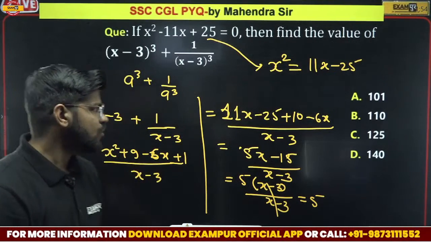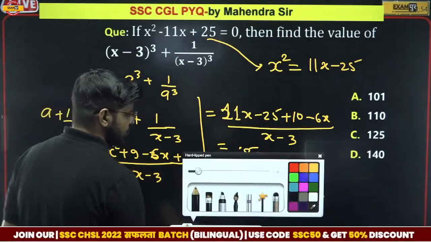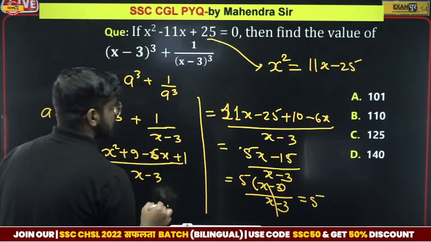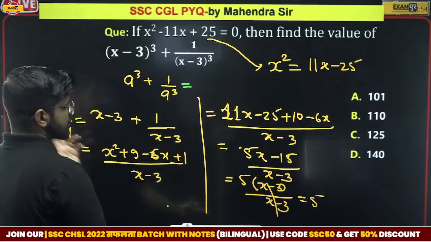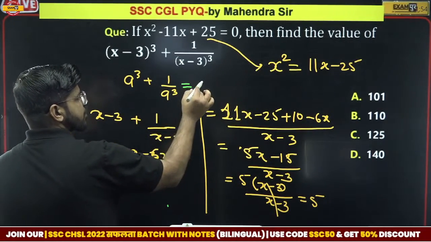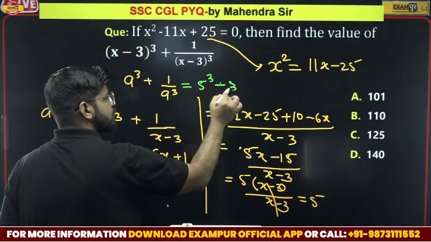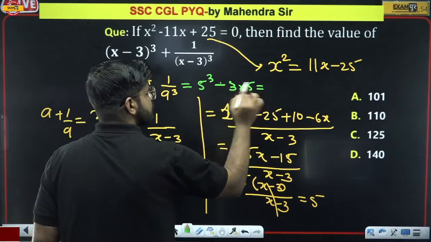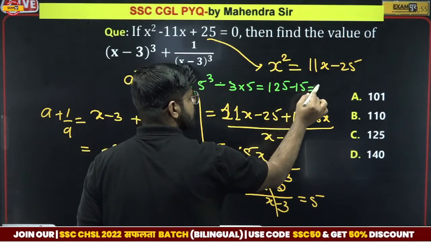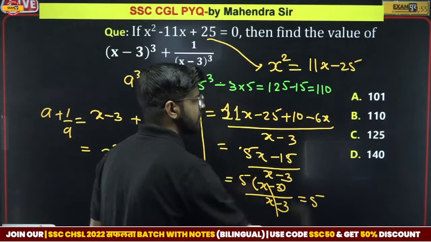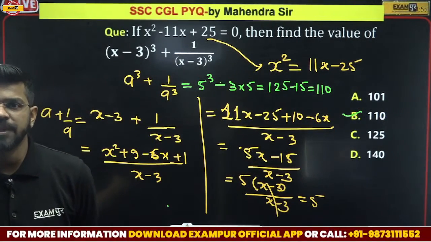So what is a plus 1 upon a? It is equal to 5. Now we have to find a cube plus 1 upon a cube. If a plus 1 upon a is equal to 5, then a cube plus 1 upon a cube is nothing but 5 cube minus 3 into 5. So what is 5 cube? 5 cube is 125 minus 15. The answer will be 110. That means option number B.